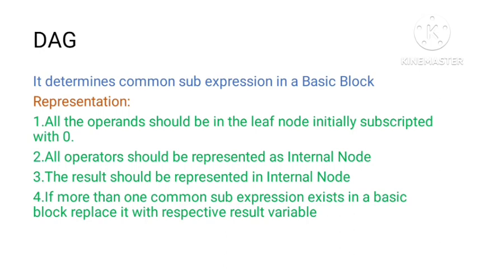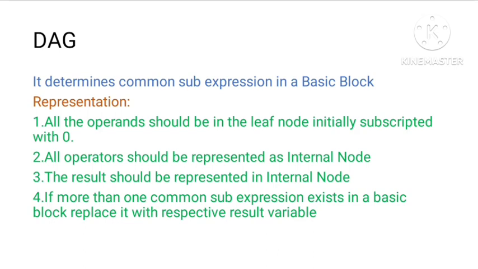And whenever you get a result in the form of an expression, that has to be represented in an internal node. And if you already have a common sub-expression, and it is already computed, simply assign a variable to that. That's it. No need to recompute it again. So that is the procedure of DAG here. Now we will learn this DAG construction and illustrate it with an example.